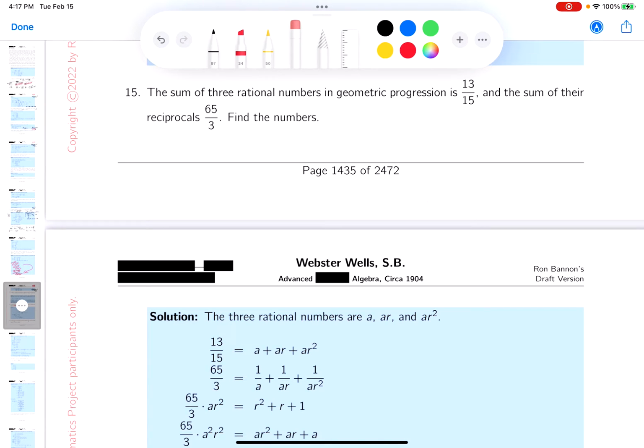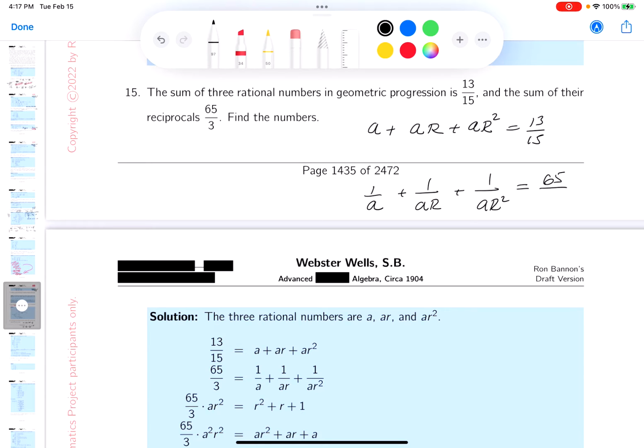Okay, so what does it say? The sum of three rational numbers in geometric progression equals 13/15. So I'm going to write that down: A plus AR plus AR squared is 13/15. The next thing says the sum of their reciprocals. That's 1 over A plus 1 over AR plus 1 over AR squared equals 65 thirds. All right, that's what they said.